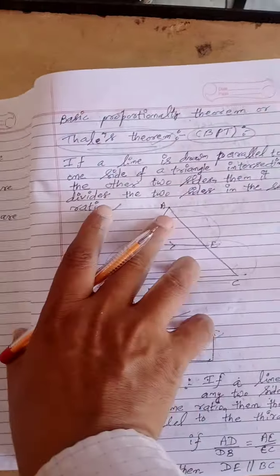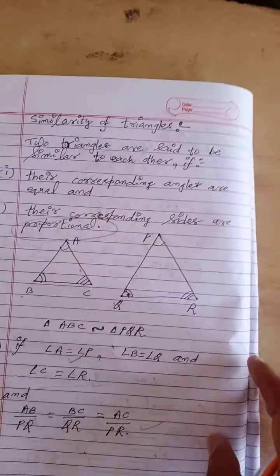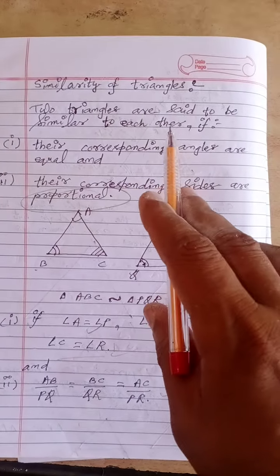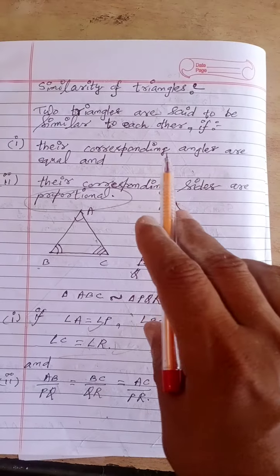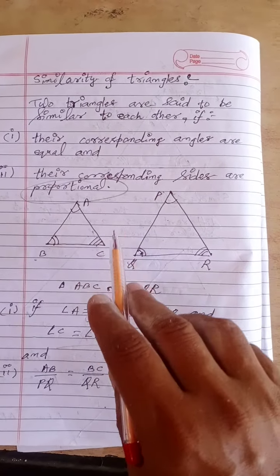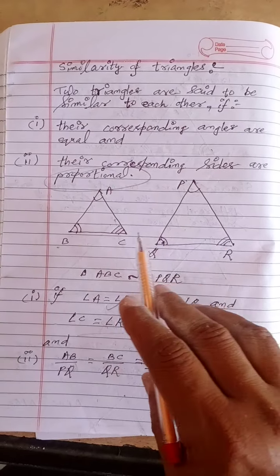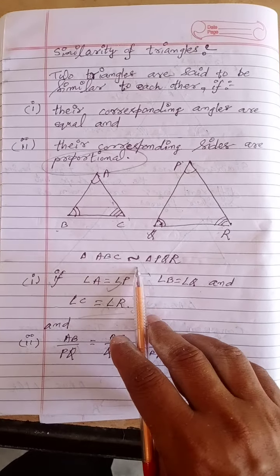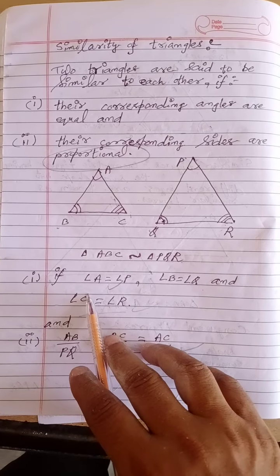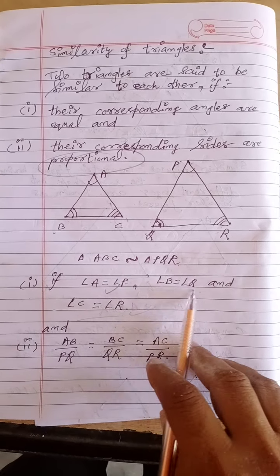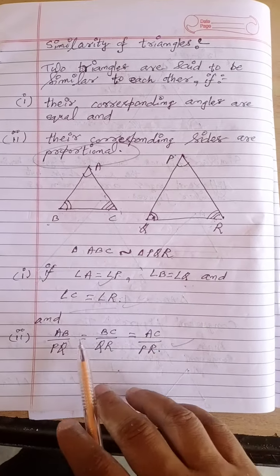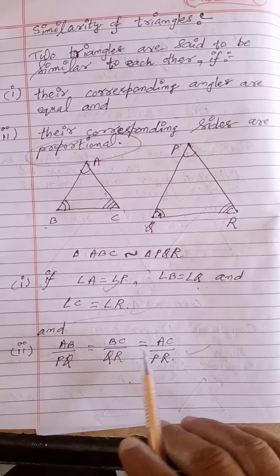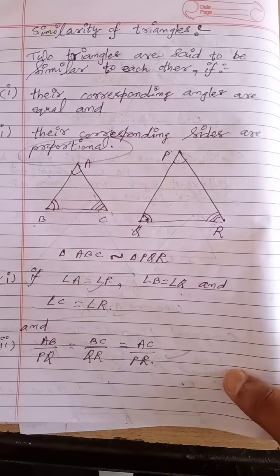Now what are the conditions for a triangle to be similar? Two triangles or any figures are said to be similar if their corresponding angles are equal and their corresponding sides are proportional. Like we have triangle ABC, triangle PQR. So triangle ABC is similar to triangle PQR if angle A is equal to angle P, angle B is equal to angle Q, and angle C is equal to angle R, and their sides AB upon PQ, BC upon QR is equal to AC upon PR. These are the conditions for similarity.